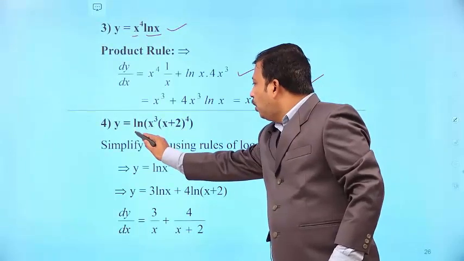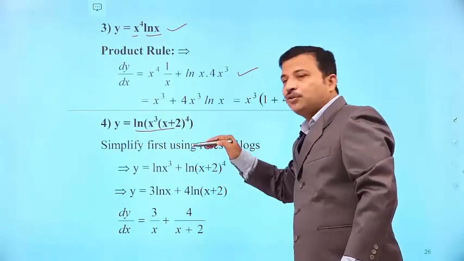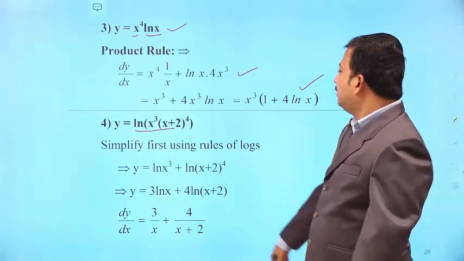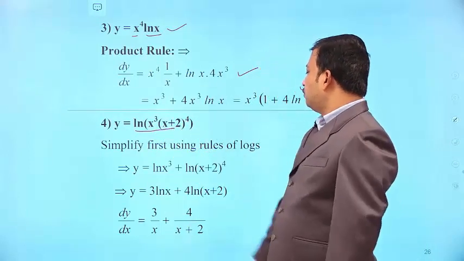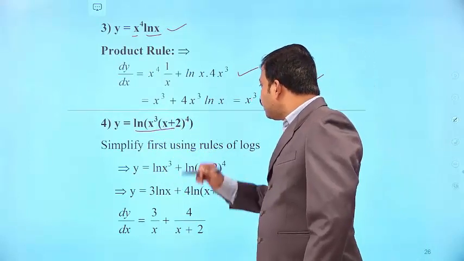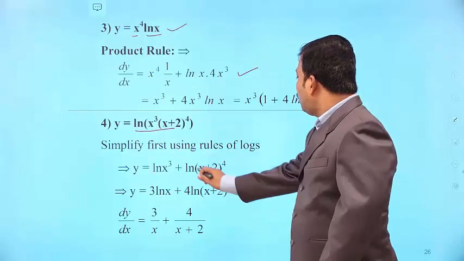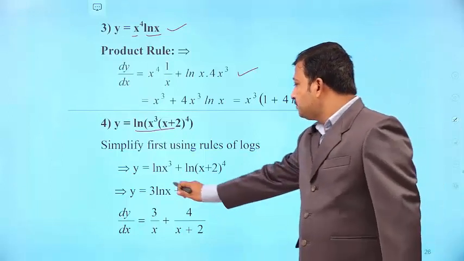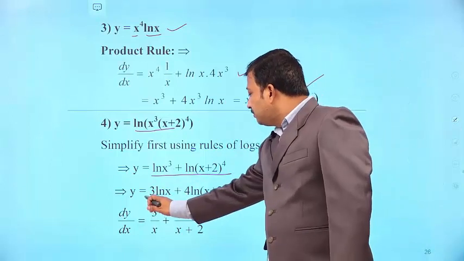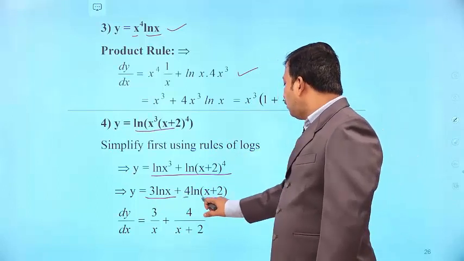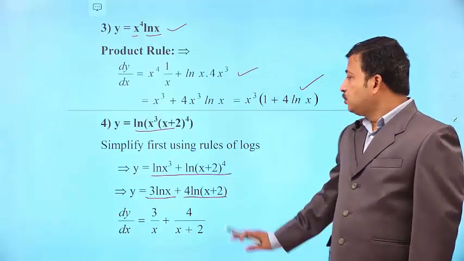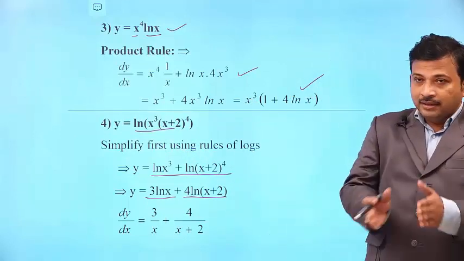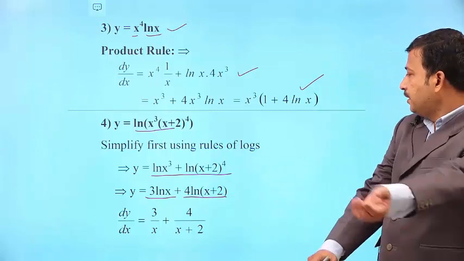See another example: log of x cube into x plus 2 whole to the power 4. Here, simplify first using the rules of logs. How can you write this? So y equals log of x cube plus log of x plus 2 whole to the power 4, since log of a into b equals log a plus log b. First simplify like this. So log x cube is nothing but 3 log x, and this is nothing but 4 log of x plus 2. Now you can do it easily. If you do any substitution here, it will be a little difficult. So by using the logarithmic concept, you can simplify it, then go for the differentiation.